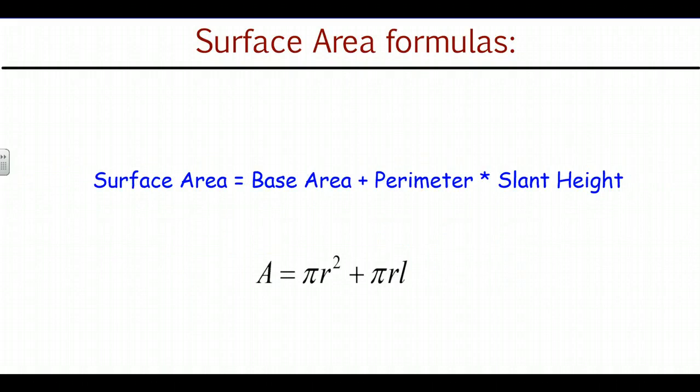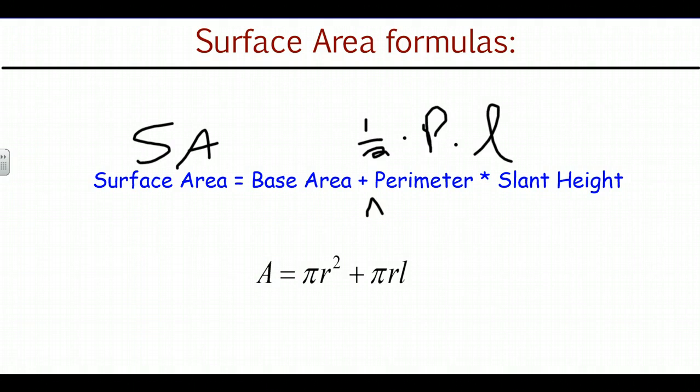For a pyramid, the surface area formula is the area of the base, because there is only one base, plus 1/2 times perimeter times slant height. And for a cone, which is more or less just a circular pyramid, the area is pi r squared plus pi rl. So if you need to write these down, again, the surface area formula for a pyramid is base plus 1/2 the perimeter times the slant height, and the area is pi r squared plus pi rl for a cone. Pause the video and write those down if you need to.